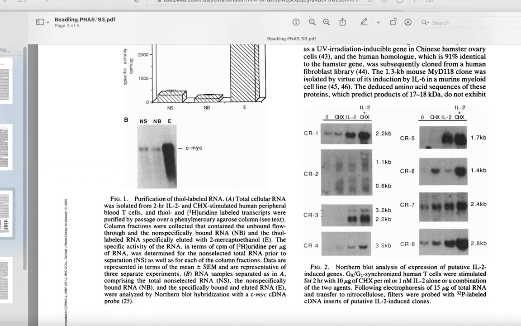So this is resting T cells, the message. Here's cycloheximide alone. And here you can see, for example, in CR6, you have a message that's induced by cycloheximide without any IL-2. Here's IL-2, which is less than that. But then when you have them together, you get a superinduction of this particular gene. And then here's another, CR7 and CR8. And that was the general pattern. So that was figure 2.